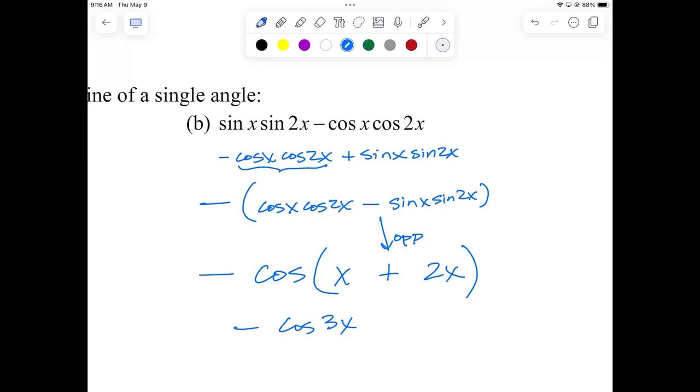So your first step for doing these is to put it in the familiar order that we memorized it. Sine, cosine, switch angles, or cosine, cosine, sine, sine. Sine, same sign, cosine, opposite sign.